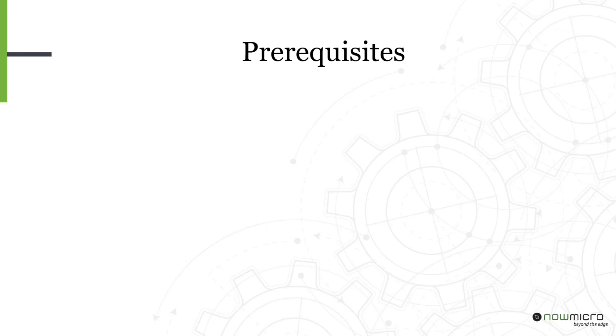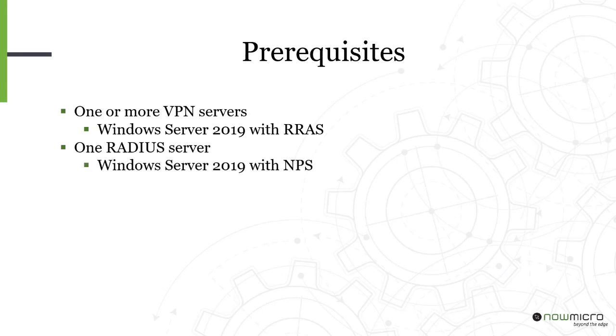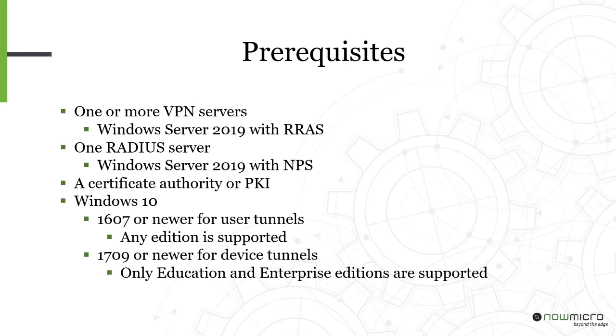So what are some of the prerequisites for a basic deployment of Always On VPN? Well, we need at least one VPN server for clients to connect to. Again, in my example, I'll be using Windows Server 2019. We'll also need at least one RADIUS server to perform authentication. Again, in my example, I'll be using Windows Server 2019. We'll need a certificate authority or PKI to issue certificates to our users' computers and servers. And finally, we'll need Windows 10 clients.